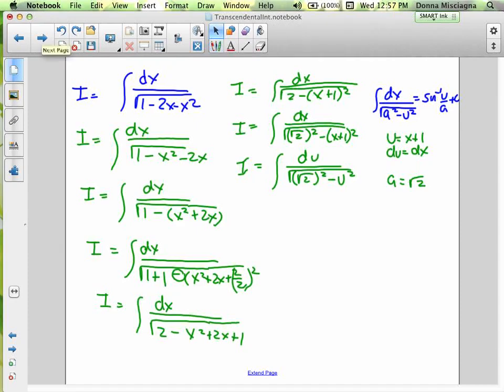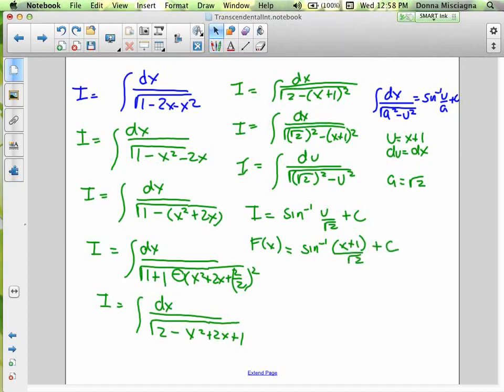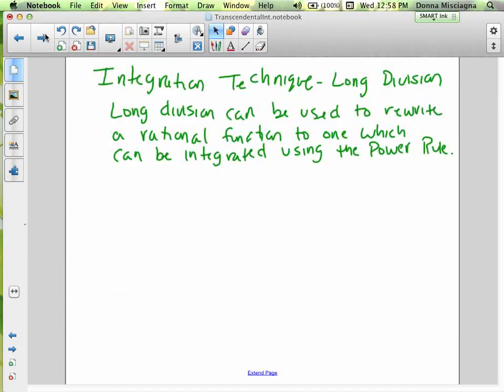So now we know that this integral is going to be arc sine of u over the square root of 2 plus c. And then let's substitute back: arc sine, and u is x plus 1, over the square root of 2 plus c. And there we got it. All right, so not too bad. And I think that's the last one in this little set here.